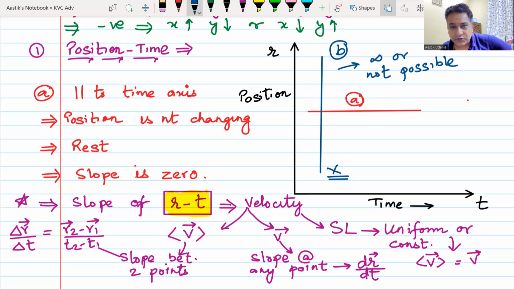So it is becoming omnipotent and omnipresent, which we think right now is not possible. So this is a graph with infinite slope, or undefined slope. This type of graph is not possible. Do we understand this? Yes or no?